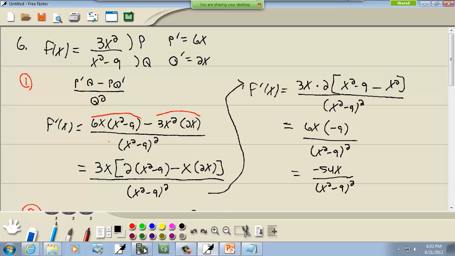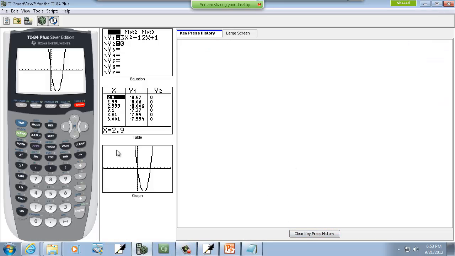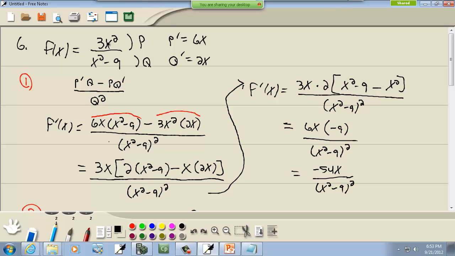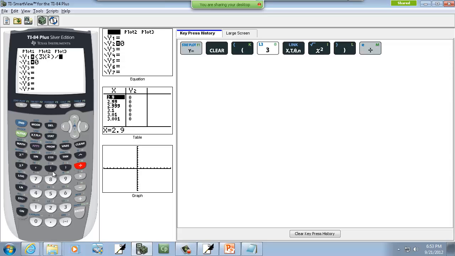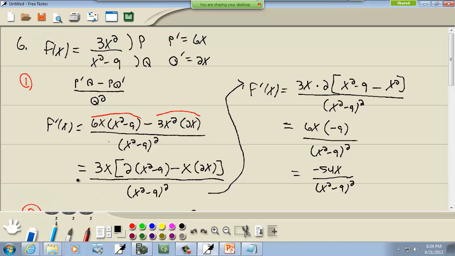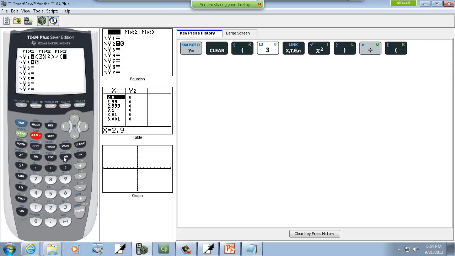Plus, this is not a bad one to refresh your memory on how to input a fraction. If I press y equals, press clear. The key to putting into a fraction is if you got more than a single x or single number on top or the bottom, put parentheses around it. So put beginning parentheses, 3x squared, closing parentheses, divided by beginning parentheses, x squared minus 9, closing parentheses, and then graph.